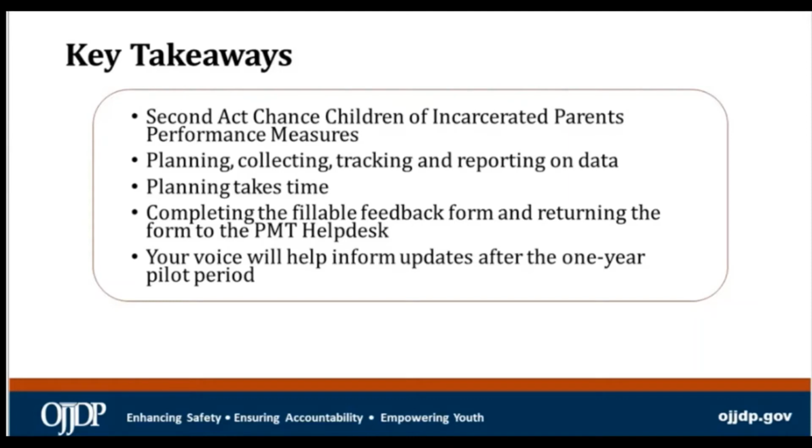Let's take a moment now and reflect on what was presented. First, we discussed each of the program-specific Second Chance Act, Children of Incarcerated Parents, program performance measures, noting specific instances where data would need to be collected and the type of data needed. Next, we discussed best practices for planning, collecting, tracking, and reporting on data for the July through December 2021 reporting cycle. An important takeaway is the fact that OJJDP understands that data collection has begun and organizations, agencies, and subawards need time to review, process, and create a data collection plan for these performance measures. Some indicators will be easier to collect than others. We encourage you to work with your partners and TTA providers on a data collection plan.